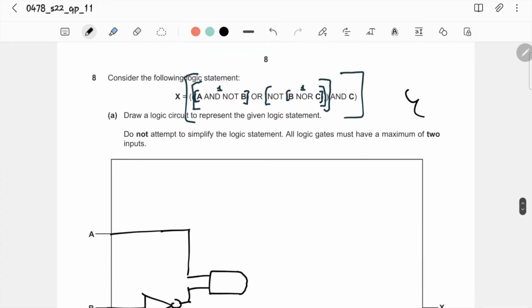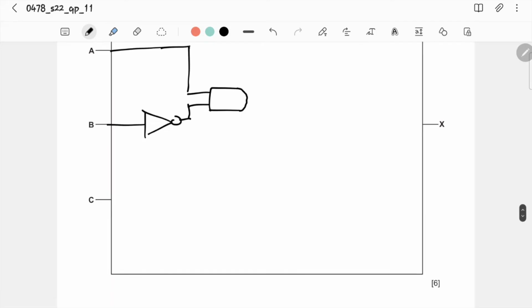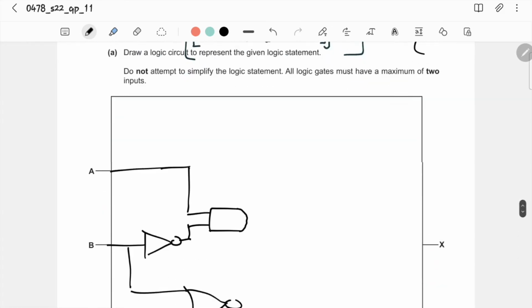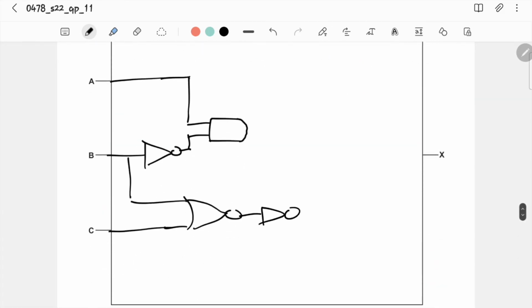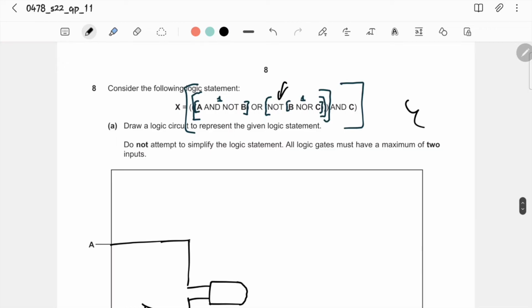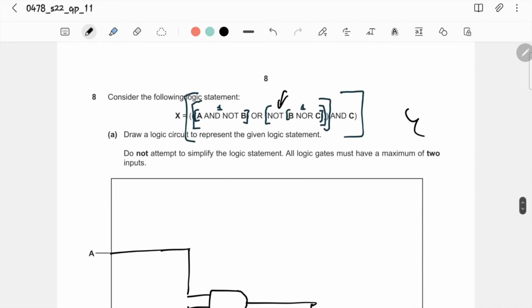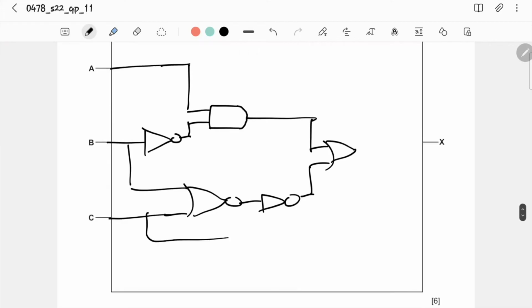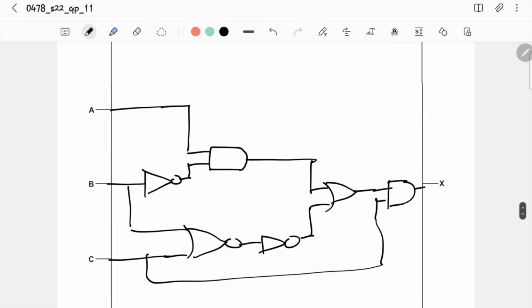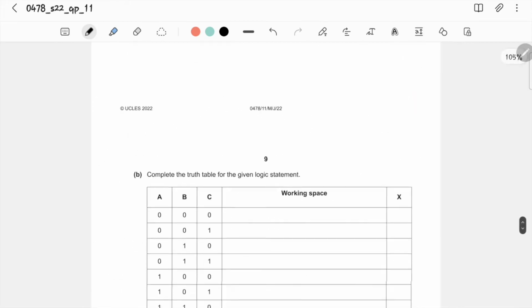Let's do the next one. B NOR C. So let's do that. NOR is like that with a circle. So B NOR C, and then this is not, because of this. So we've done that. Now this is both connected with an OR gate. So it is connected with an OR gate. And then finally it is connected with AND C. So there you go, that's done. Okay, let's do the working space.